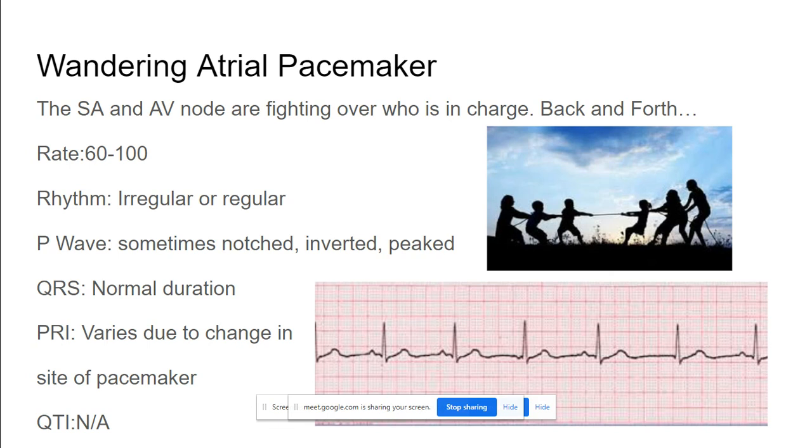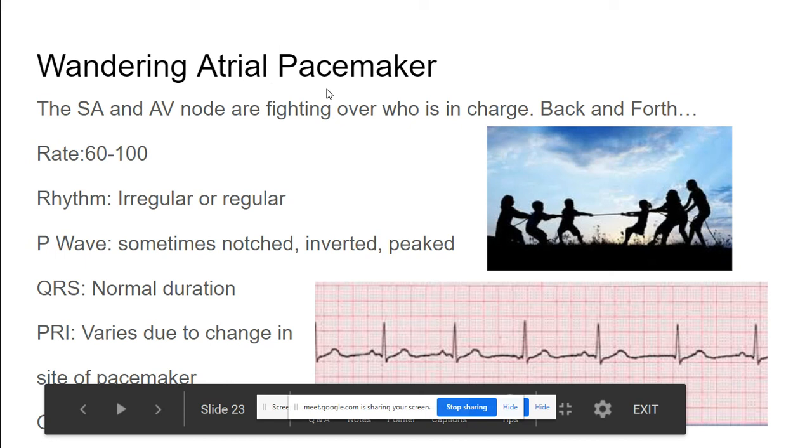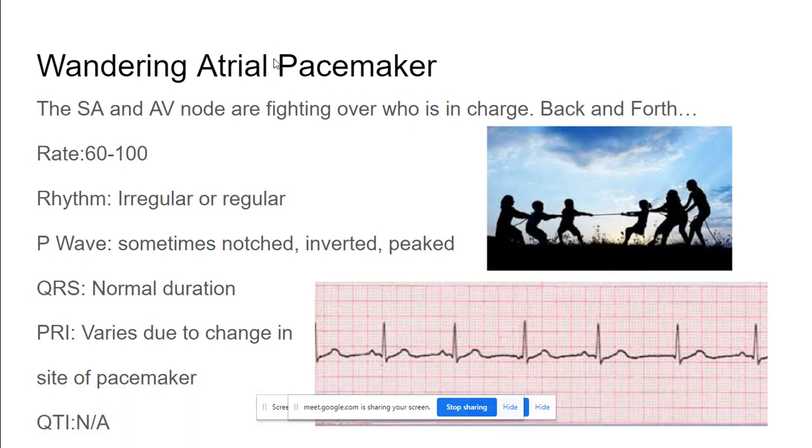All right, wandering atrial pacemaker. We know that atrial pacemaker is the SA node. This is just what they call this rhythm, and I'm just breaking down the terminology for you. But the atrial pacemaker is, of course, our captain or the SA node. Okay, if it's a wandering rhythm, it's like the SA node and the AV node are fighting over who's in charge. So the SA node's like, nope, I know what I need to do here and I've got a job to do. And the AV node is saying, you're not doing a good job. I'm going to take over for you. And they're going back and forth.